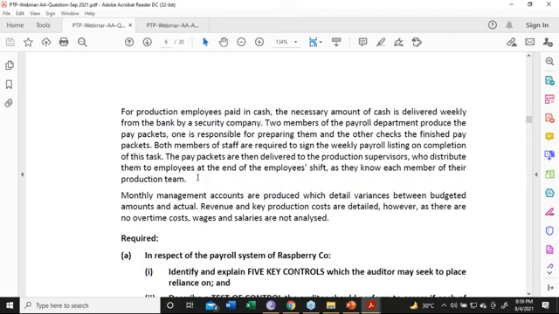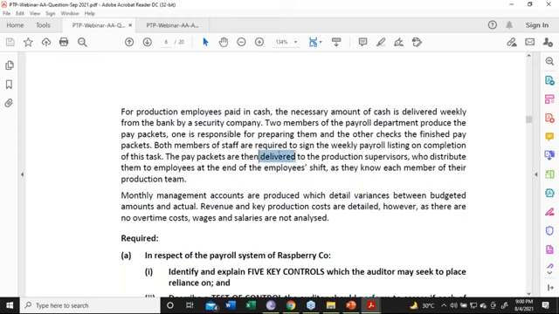Two members of the payroll department produce the pay packets. One is responsible for preparing them and the other checks the finished pay packets. Both members of staff are required to sign the weekly payroll listing on completion of this task. Is this a key control or a poor control? Again, this is a key control because there is again segregation of duty. So if you are good at segregation of duty, this will be tested. This could be tested more than once in the exam.